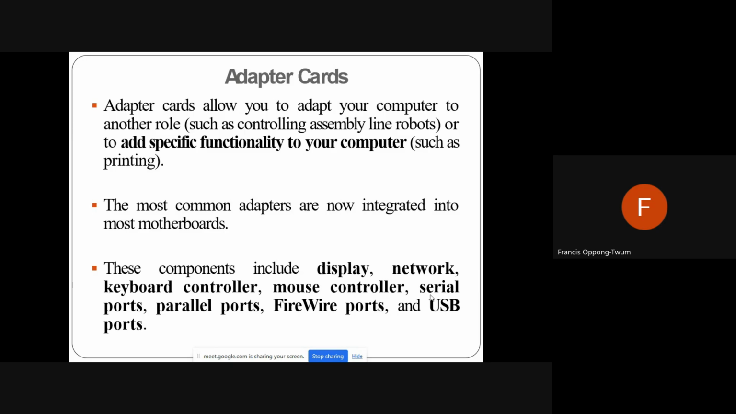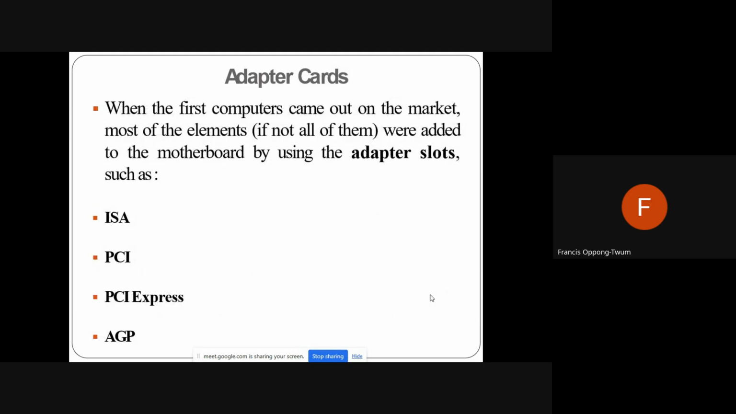So these components include the display, the network, the keyboard controller, the mouse controller, the serial port, the parallel port, the FireWire port, and the USB port. So when we talk of the adapter cards, we have the ISA, the PCI, the PCI Express, we have the AGP, and so on and so forth.